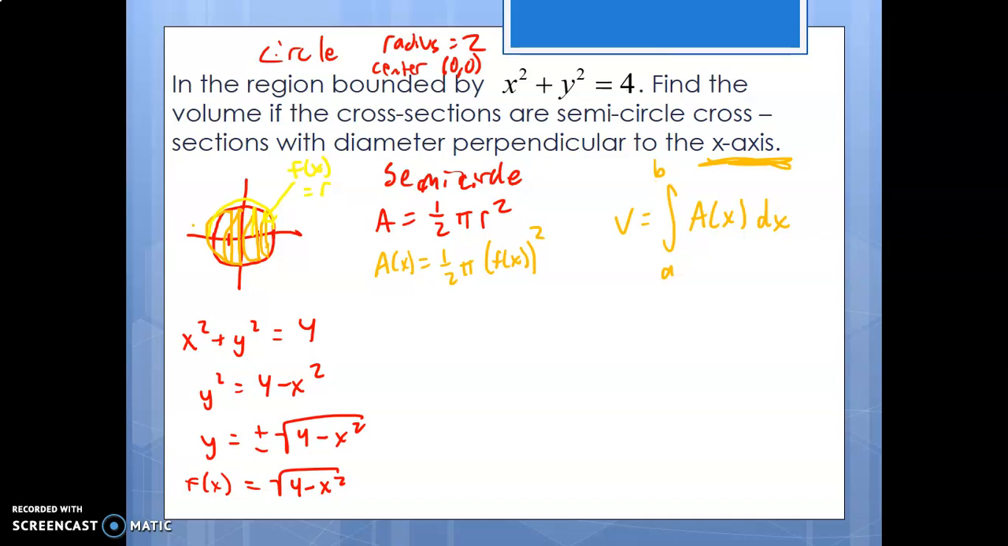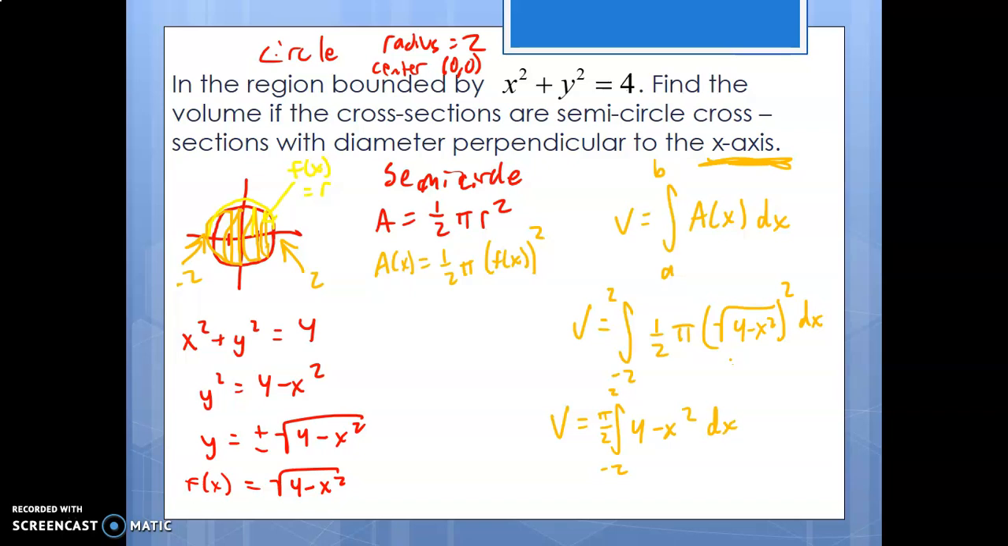My limits, this time we have to go all the way over and start at -2. So my volume will be going from -2 to +2 of 1/2 pi f of x squared, and my f of x was the square root of 4 minus x squared with respect to x. Square root and squared cancel out, and I can pull this pi over 2 out front if I was going to do this by hand. So I'd have pi over 2 out front times the integral, square root and squared cancel out, so it's just 4 minus x squared dx.